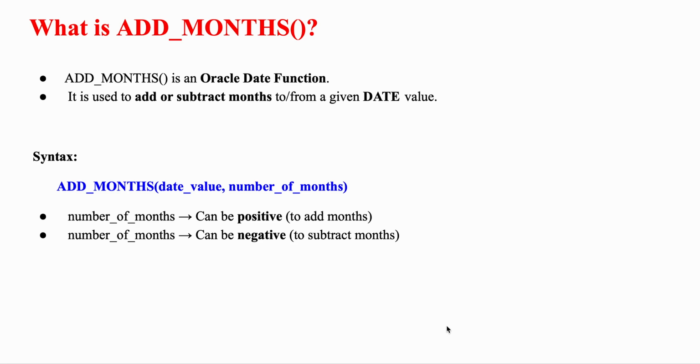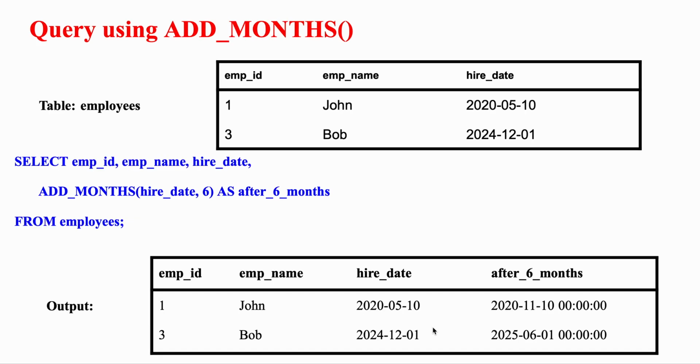You just pass in a date and tell it how many months you want to add. Here's a quick example of using add months in a query. We are again working with our employees table. Now I'm running this query.